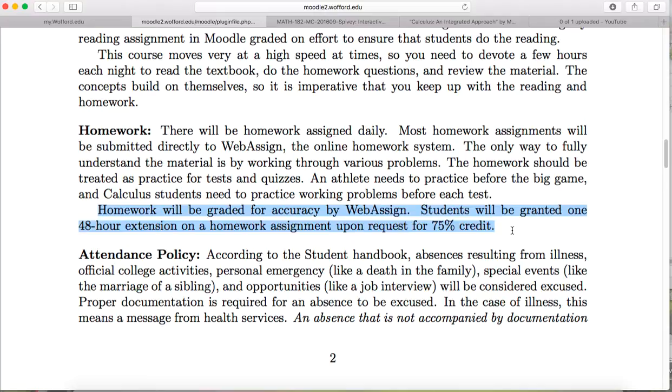And again, you can automatically request that. It says 48 hours. After 48 hours, that window closes and you're no longer able to ask for an extension. So keep that in mind.